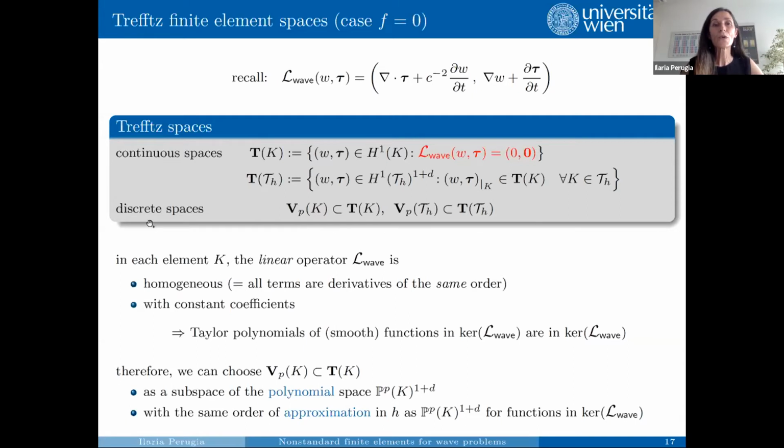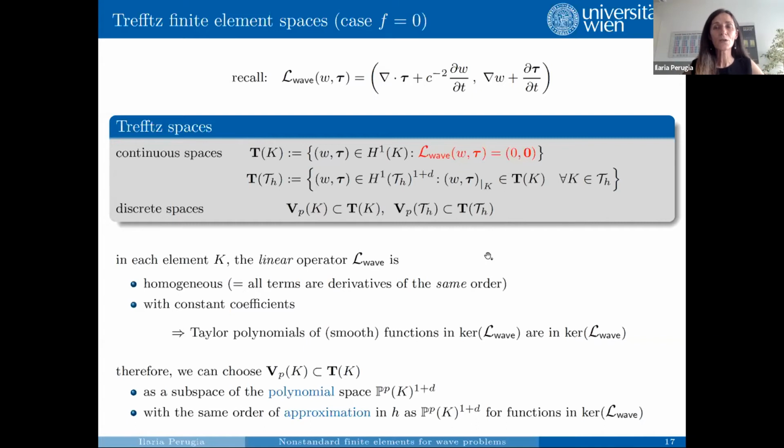So now if I want to have Trefftz finite elements, I have to take finite dimensional subspaces. So I simply take finite dimensional subspaces of the local space, and then I simply put them one near to the other, and I build up my global space. So the global space will be a finite dimensional space made of piecewise discontinuous functions, such that within each element, I'm in the kernel of the wave operator.